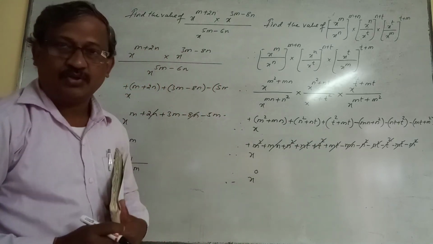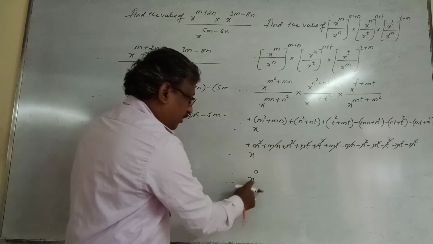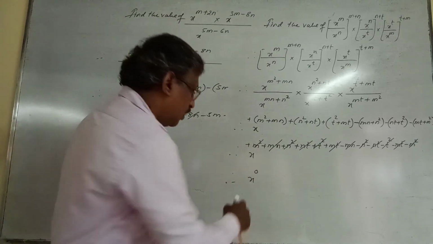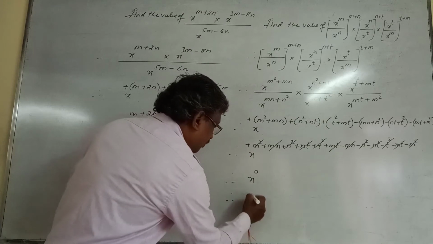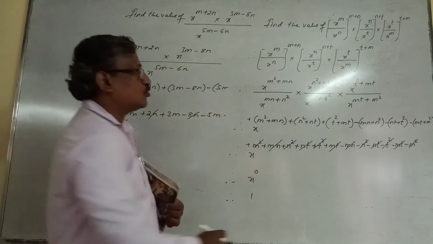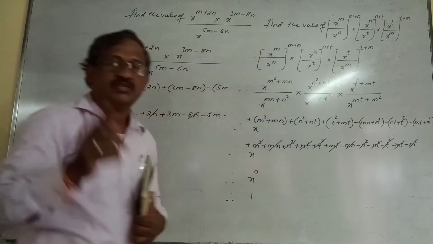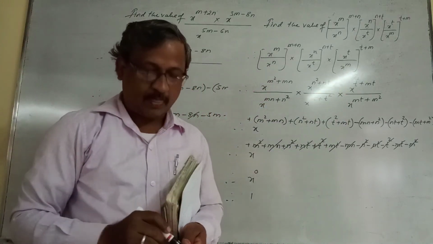It is x raised to 0, right? But any value which is raised to 0 is not 0. It always remains 1. So x raised to 0, how much you have to write? It is 1. So the value of these 3, if you multiply together, the value comes to 1, like this.